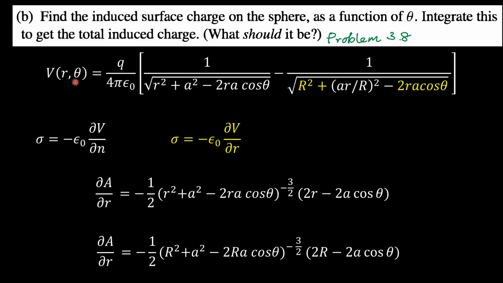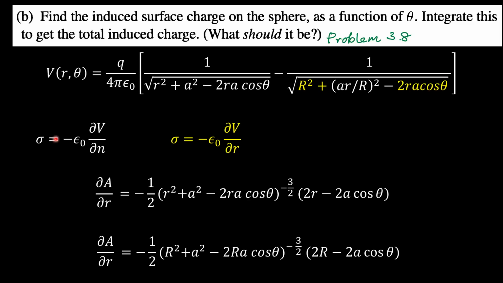So in section A we have seen V of r and theta is equal to q divided by 4 pi epsilon naught, multiplied by 1 over the square root of r squared plus a squared minus 2 r a cos theta, minus 1 over the square root of (capital R squared plus a r over capital R, whole squared) minus 2 R a cos theta.